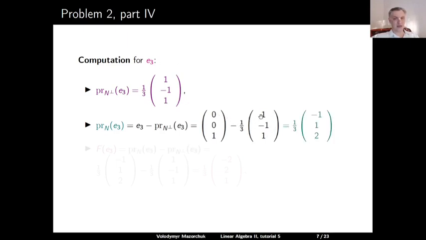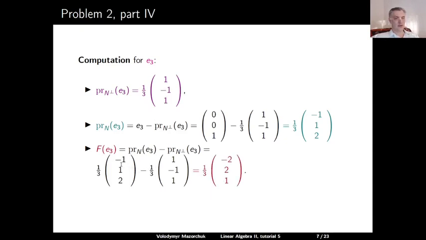So it gives us minus 1/3, 1/3, and here's 3 minus 1, 2/3. Consequently, f of e3 is equal to the projection of e3 onto n minus the projection of e3 onto n orthogonal complement. So we take 1/3 of (minus 1, 1, 2), and we subtract 1/3 of (1, minus 1, 1). And the outcome is minus 1 minus 1, minus 2/3, 1 plus 1, 2/3, 2 minus 1, 1/3. So f of e3 is equal to 1/3 of the vector (minus 2, 2, 1).